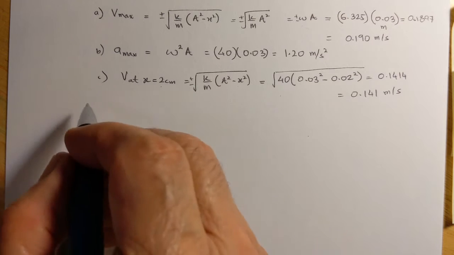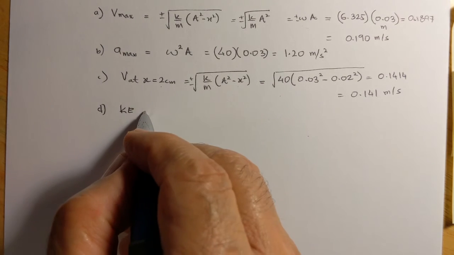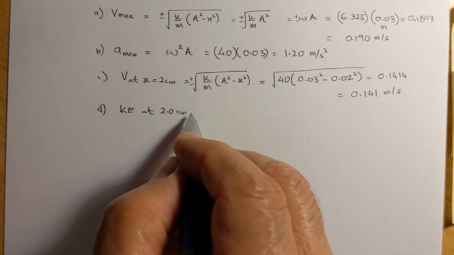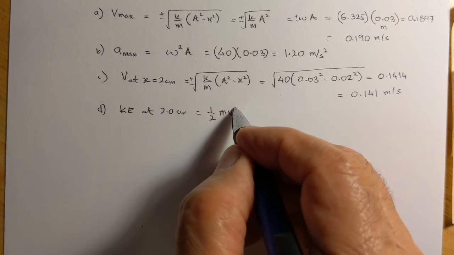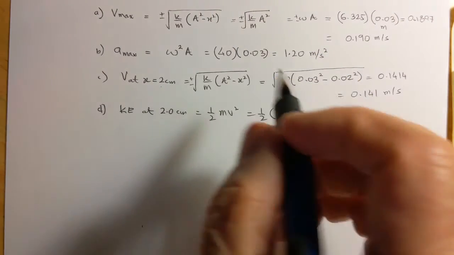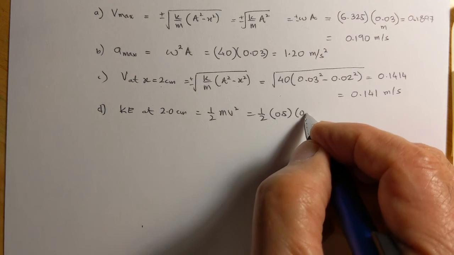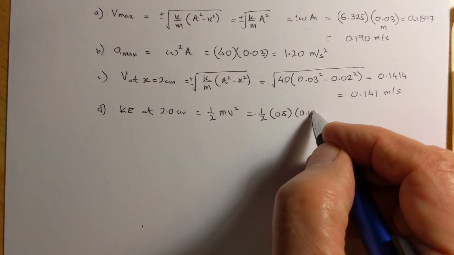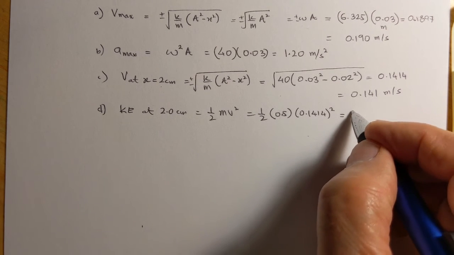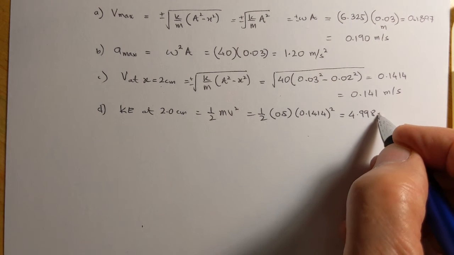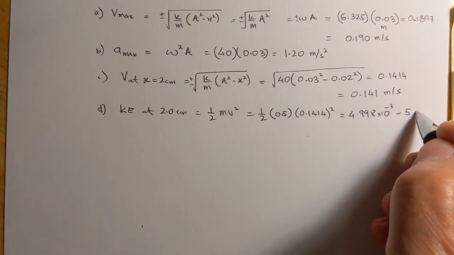Now let's find the next thing, that is the kinetic energy at 2 centimeters. For that we can simply use half m v square, which will be half, and the mass was 0.5 kilograms, and v would be 0.1414 square, and this comes out to 4.998 times 10 to the power minus 3, which we can write as 5 millijoules.